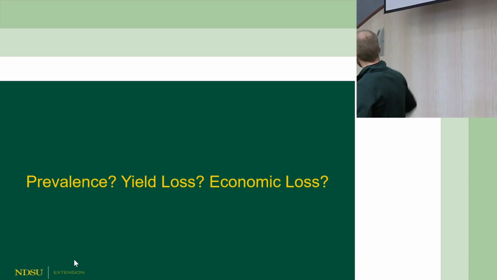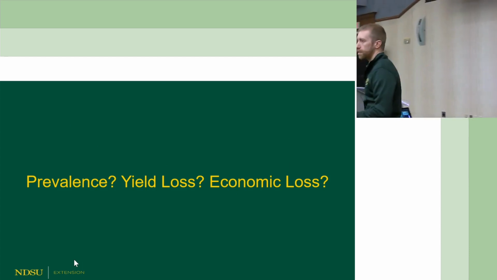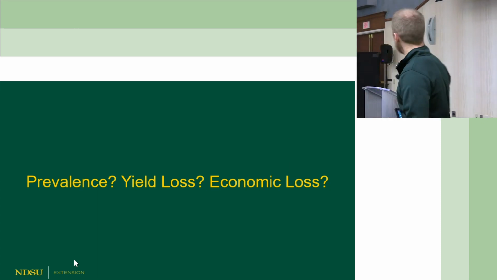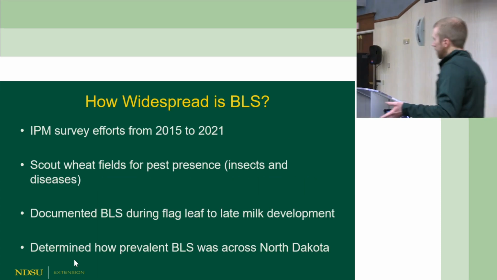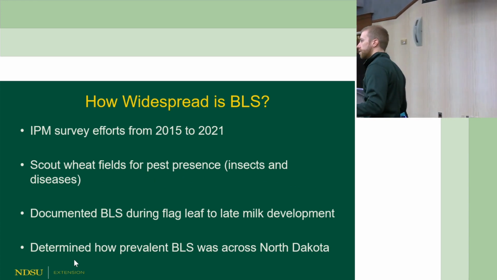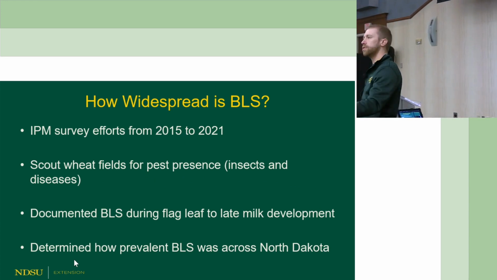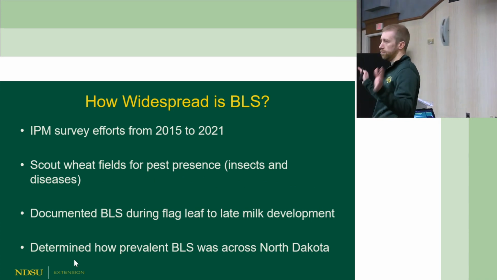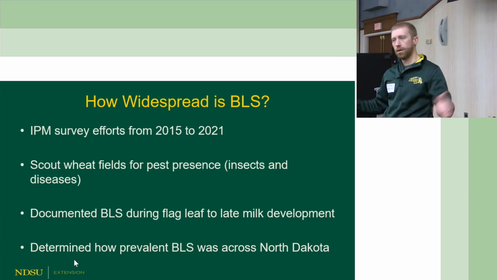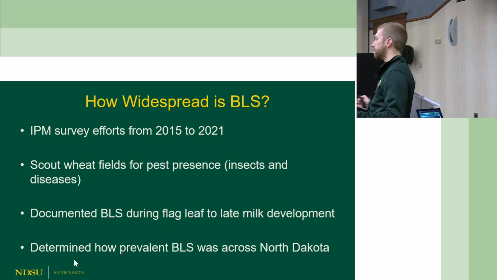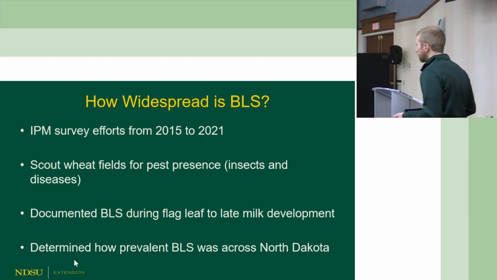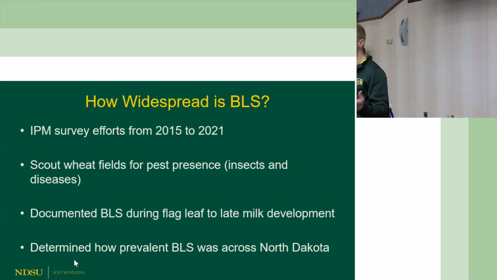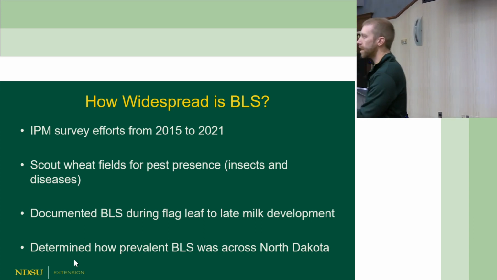Most of my efforts, in my 6 months here, were trying to document the importance of this disease. And how I was able to do this is we have an IPM survey effort. We hire 6 scouts in North Dakota. We also started the effort in Minnesota as well. Their sole job is to visit, among other fields, wheat fields, and detect pest presence. For those of you familiar with the Crop and Pest Report, you may see these scouting maps for disease and insect presence. This is the data that I'm diving into.